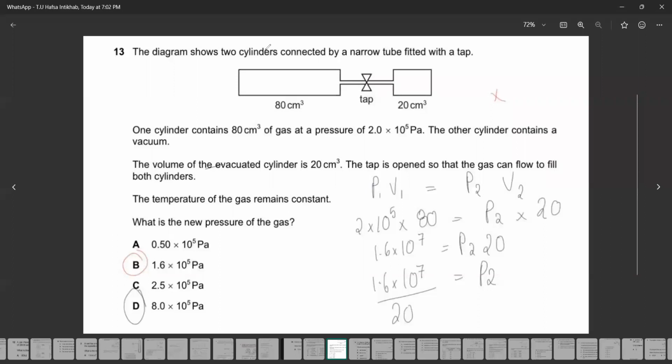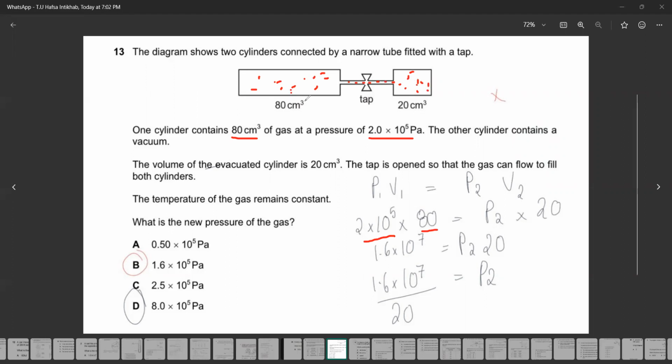In this question, the diagram shows two cylinders. One cylinder is 80 cm³ and has a gas at pressure 2 × 10^5. So the first volume is 80 cm³. The volume of the evacuated cylinder is 20 cm³. The tap is open. The moment we open the tap, the gas can flow. First, all the gas was in the 80 cm³, but the moment we open the tap, the gas will flow. But it's not like all the gas will flow out to the 20.